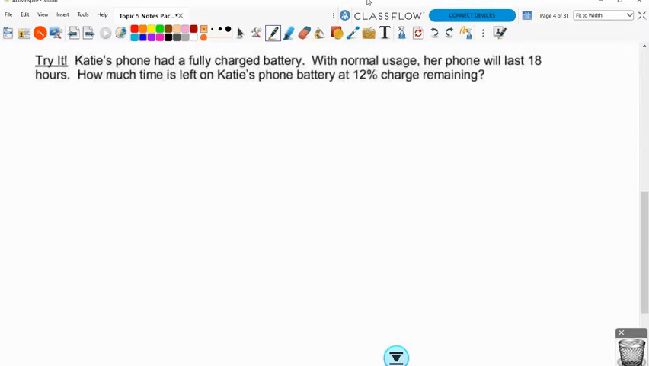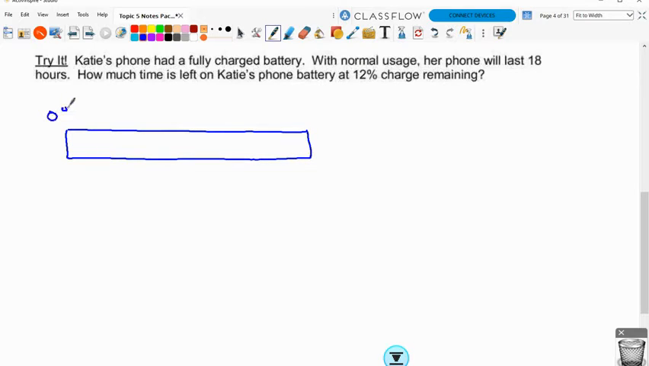In the try-it example, we're told that Katie's phone had a fully charged battery. With normal usage, her phone will last 18 hours. How much time is left on Katie's phone battery at a 12% charge remaining? So again, we can think of that tape diagram that we drew in the last example, where we have 0% at the beginning of the bar, 100% at the end of the bar, and they tell us that when her phone is fully charged, it will last for 18 hours. So a 100% charge is 18 hours.